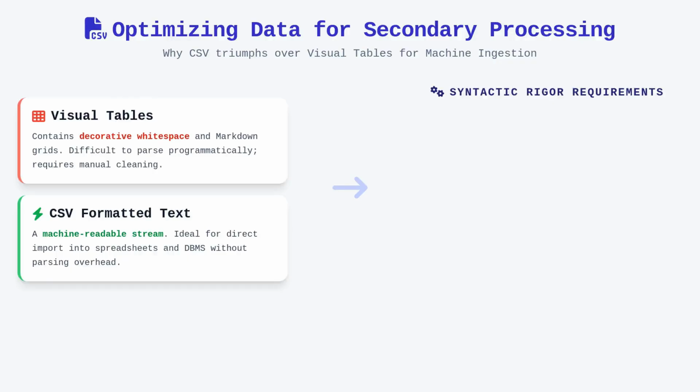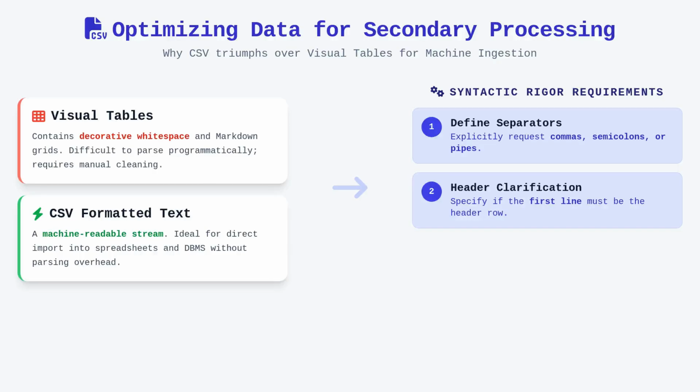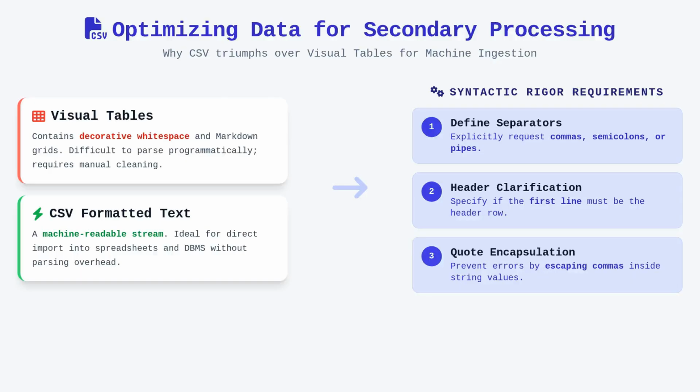When requesting CSV, it is crucial to explicitly define the field separator, such as a comma or a semicolon, and to clarify whether the first line should contain the header row. Be aware that models occasionally fail to escape commas inside string values, so adding a constraint like quote encapsulation ensures your output remains valid.